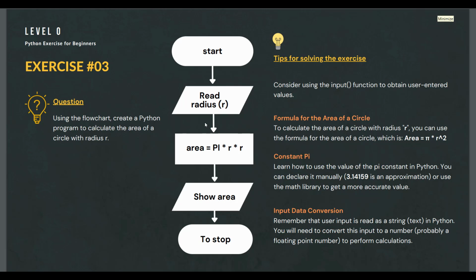Okay, so looking at this flowchart, I can see it's a very easy program. And for the tips, there is the formula of area. As we can see, area is equal to pi into r into r, or r squared. Constant pi, so we have the value of the constant pi, and so we have some tips. Now I have my question and my flowchart, so let me jump into VS Code and let's start solving this program itself.